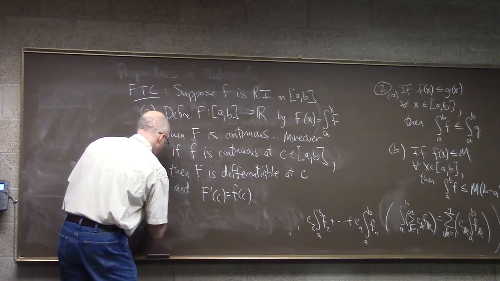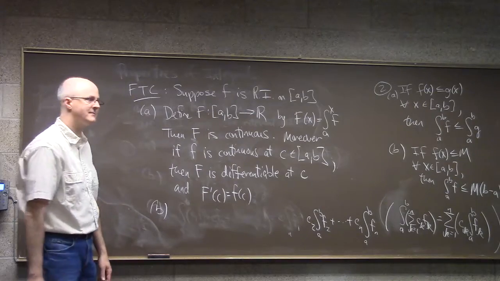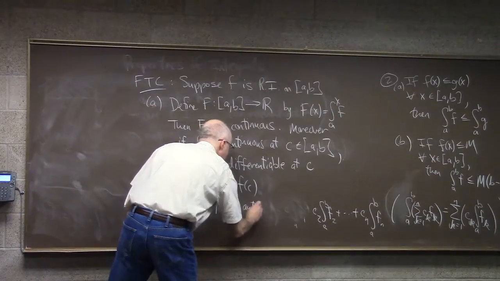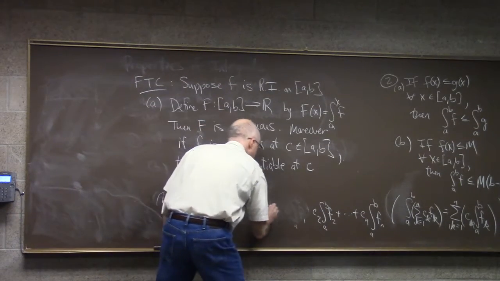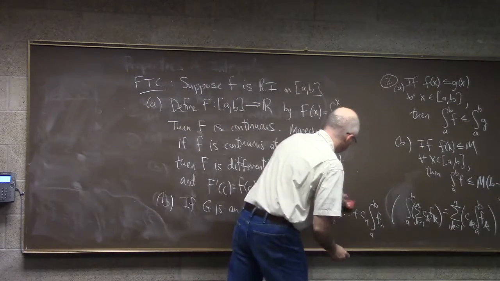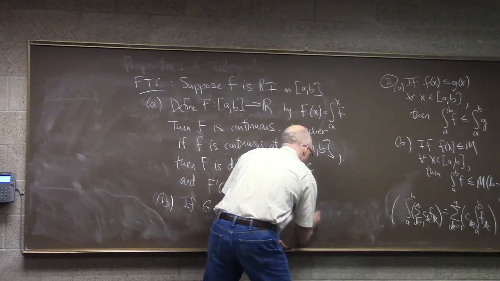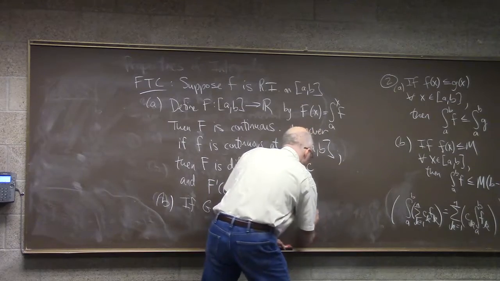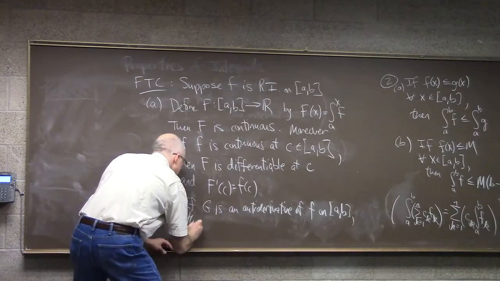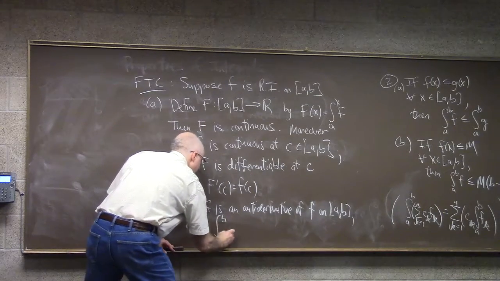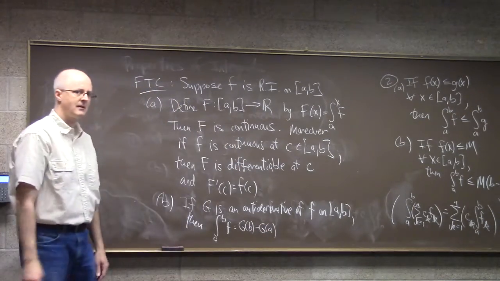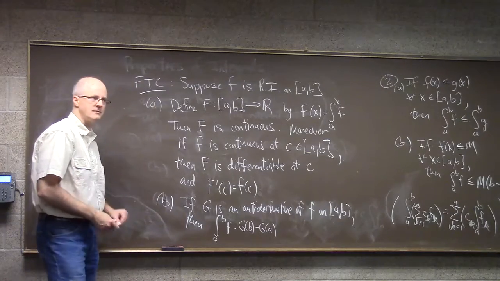Part B is the flip side of that. Antiderivatives can be used to find areas. If capital G is an antiderivative of little f on the interval, then you can evaluate the integral of little f by doing capital G of b minus capital G of a. That's the one you're more used to.